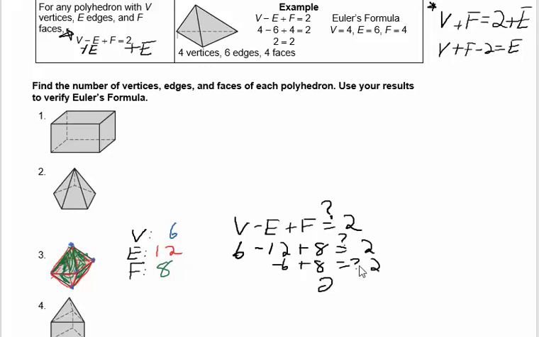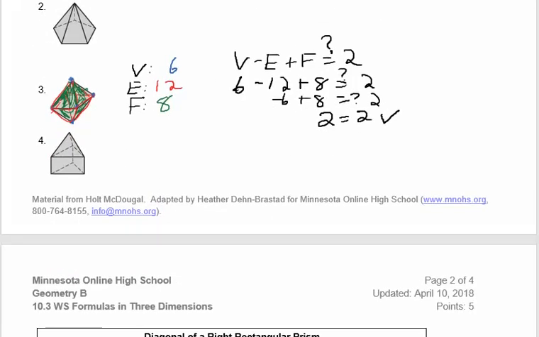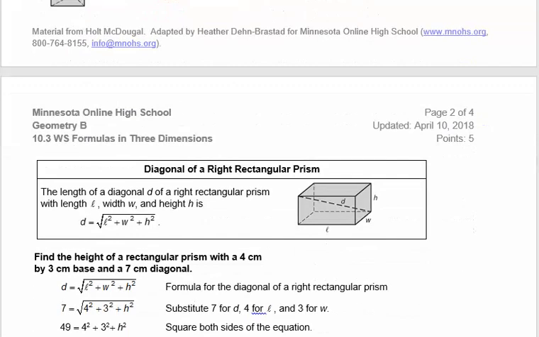Negative 6 plus 8 is 2. 2 equals 2. It checks. It works. So that is how you do these problems. You find the number of vertices, the number of edges, the number of faces, write it down, and then plug them into the formula and make sure that you get the same number on each side. In this case, 2 equals 2.